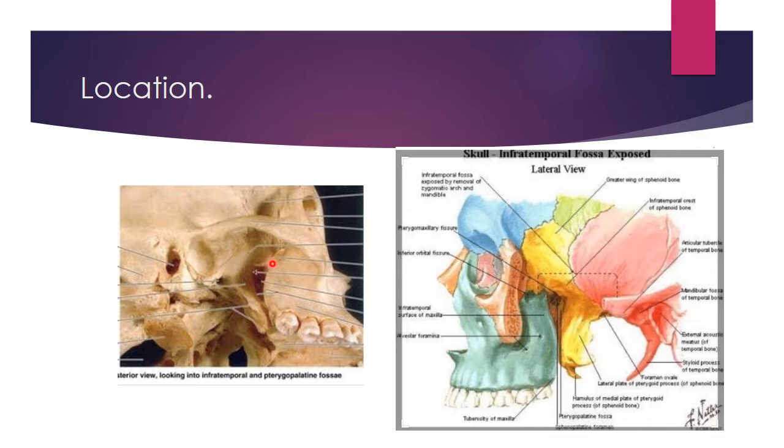This is the pterygopalatine fossa, bounded posteriorly by the pterygoid process, anteriorly by the posterior surface of the maxilla, and this is the pterygomaxillary fissure. The same pterygopalatine fossa in a colored diagram, bounded posteriorly by the pterygoid process and anteriorly by the posterior aspect of the maxilla.